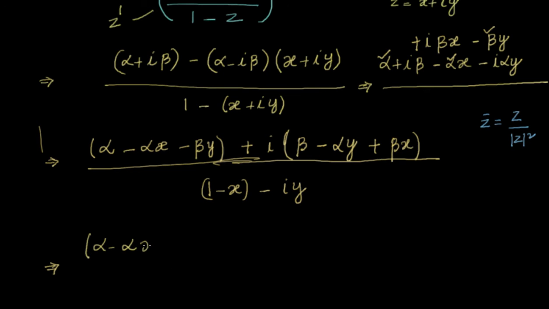I'm dumb sometimes, don't worry about that. Minus beta y plus i into beta minus alpha y plus beta x.